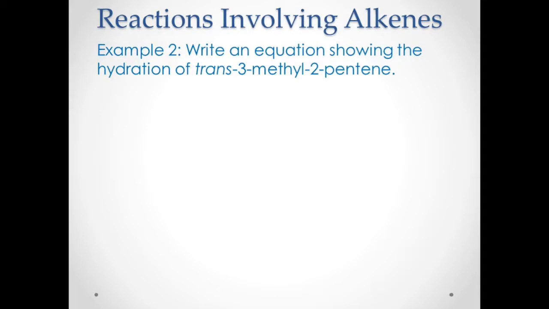Okay, write an equation showing, so this would be the last example. Write an equation showing the hydration of trans-3-methyl-2-pentene. You should first draw the trans-3-methyl-2-pentene. So you have a carbon to carbon double bond. So you have CH3, CH3. So 1, 2, 3. So you have a methyl also here, and they are actually trans to each other.